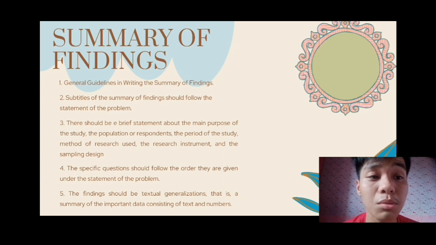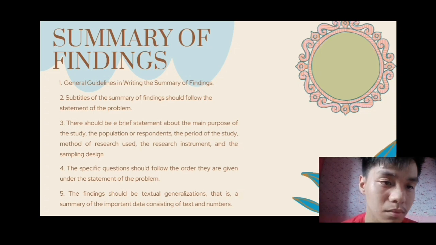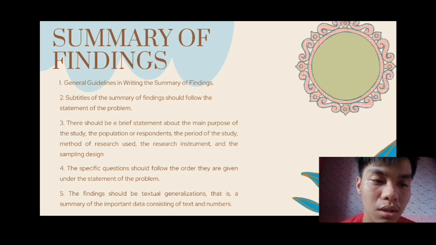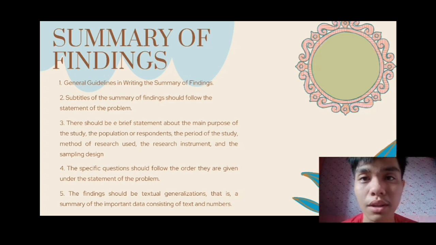Next is the summary of findings. Let's talk about the general guidelines in writing the summary of findings. Subtitles of the summary of findings should follow the statement of the problem. There should be a brief statement about the main purpose of the study and the population or respondents. The findings should be textual generalizations, that is, a summary of the important data consisting of text and numbers.